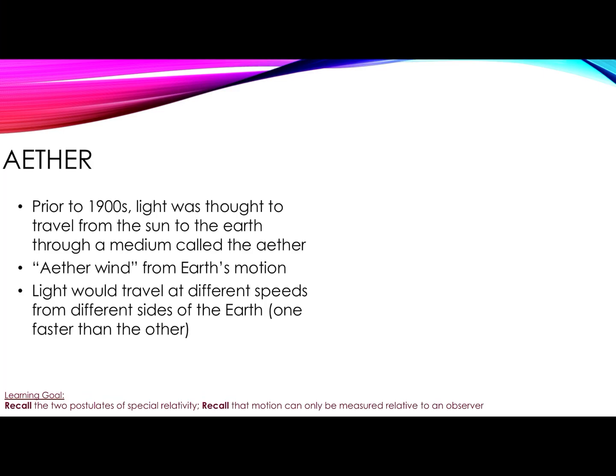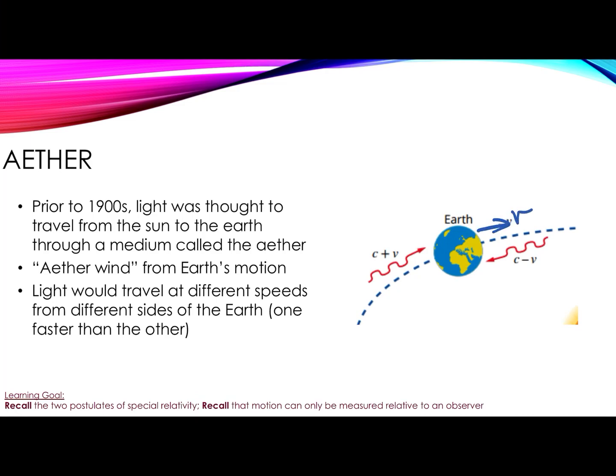The other idea about this ether prior to the 1900s was that, light would travel at different speeds from different sides of the Earth. So, for example, if Earth was traveling this way with velocity v, all right, if light was coming in the opposite direction, as indicated by this arrow here, we would see the light traveling slightly slower at the speed of light minus the velocity of the Earth. The other thought was if we saw light traveling to the Earth from behind or in the same direction, we would see it traveling at c plus v. We would see light traveling at faster than the speed of light.